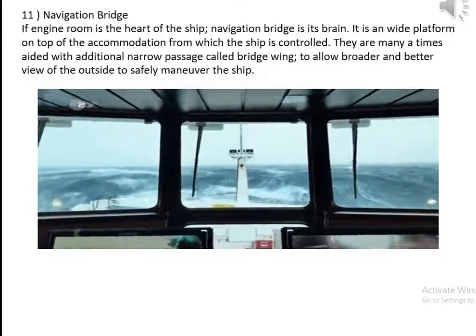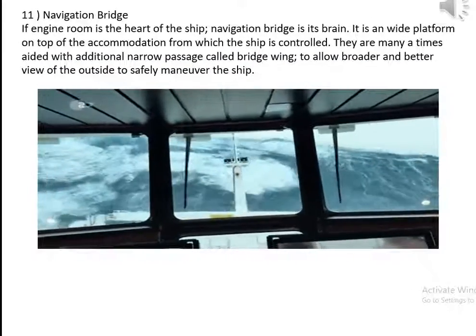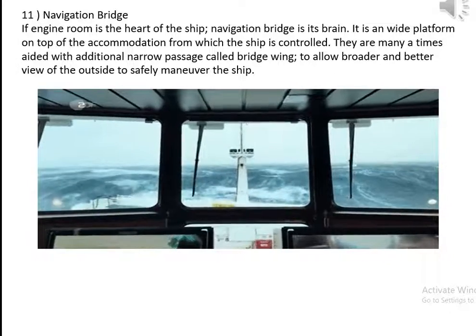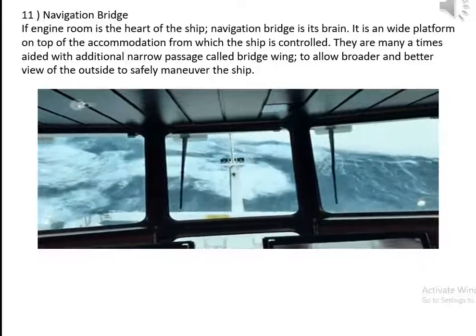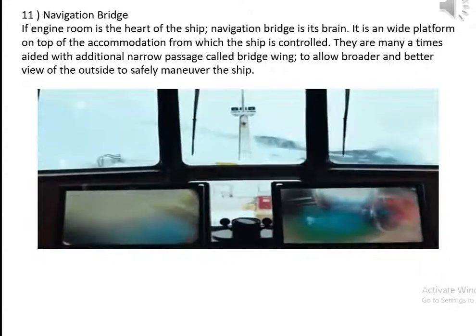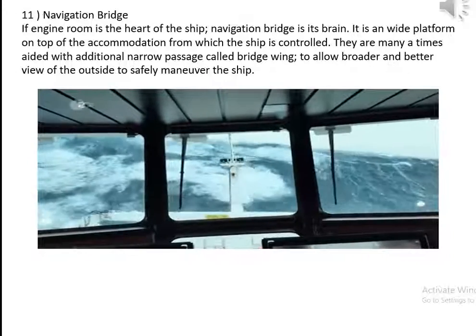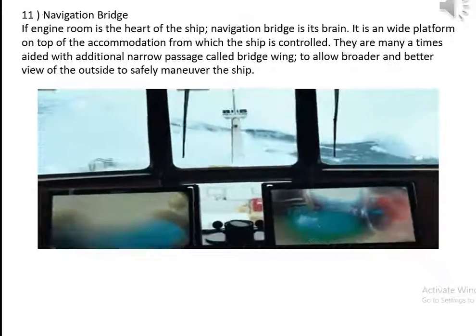11. Navigation bridge. If the engine room is the heart of the ship, the navigation bridge is its brain. It is a wide platform on top of the accommodation from which the ship is controlled. They are many a times aided with an additional narrow passage called bridge wing, to allow a broader and better view of the outside to safely maneuver the ship.